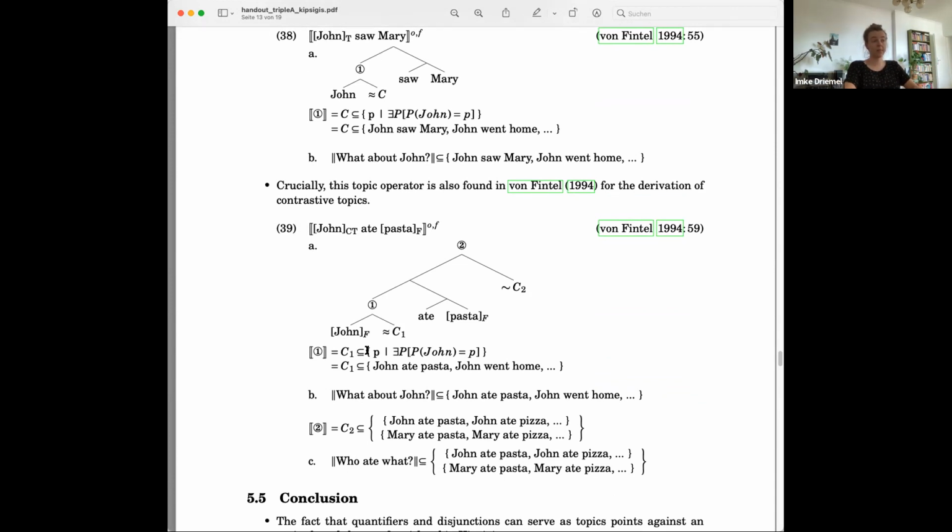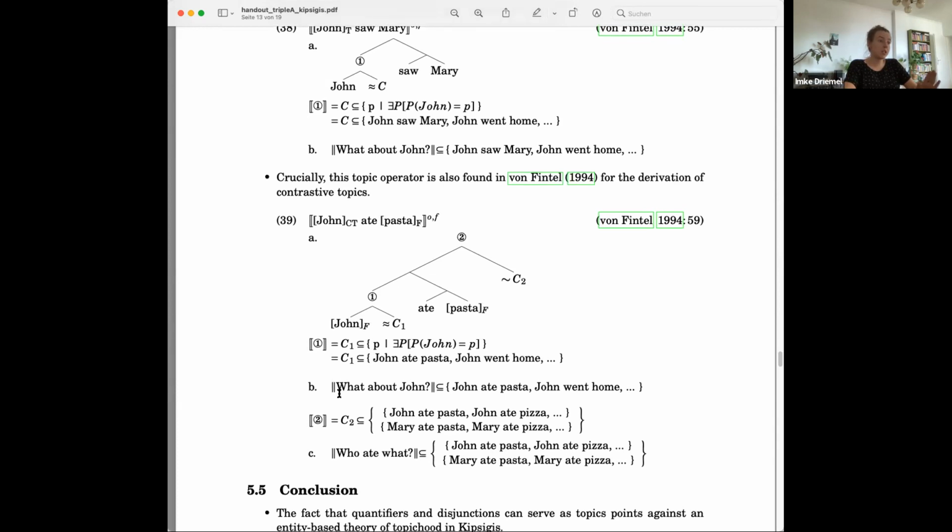So C1 has to be a subset of a set, the alpha p's, right? So that again is John ate pasta, John went home, etc. C1 is a subset of this under the assumption that it denotes a question like, what about John? Right? So far, so good, it's the same.